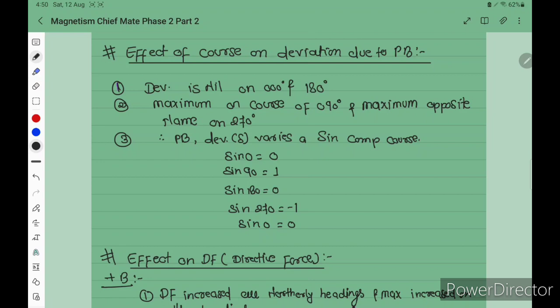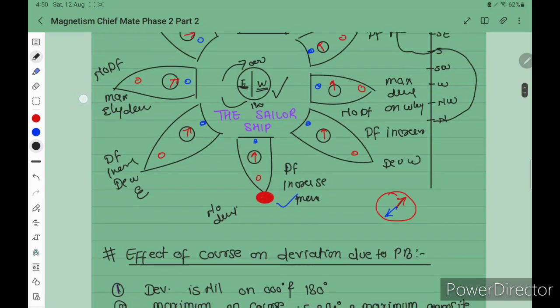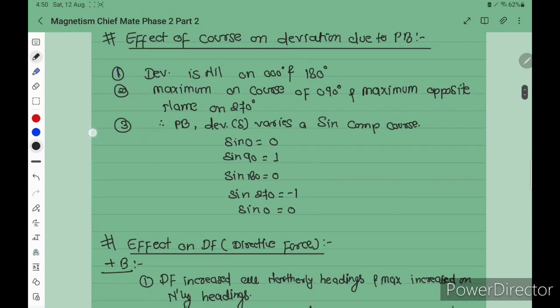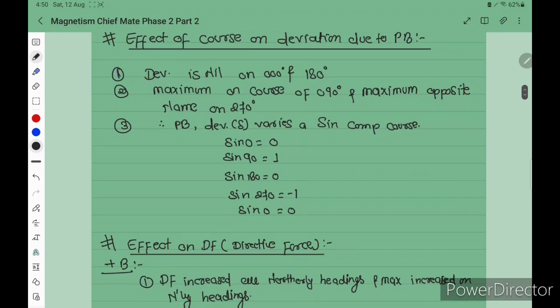Okay, so effect of course on deviation due to PB, deviation nil on 000 and 180, maximum on course of 090 and maximum opposite name on 270. Okay, so if you see, there is no deviation on the north south heading and maximum on the east west heading. Okay, and PB deviation due to PB varies as the sine of compass course. So sin 0 is equal to 0, sin 90 is equal to 1, sin 180 is equal to 0. So that means no deviation on north and south heading, maximum on the easterly because of 1, and opposite on the 270 because sin 270 is equal to minus 1. So if you are on the easterly heading, it is easterly. That means on westerly heading, it will be westerly. And if it is opposite, okay.